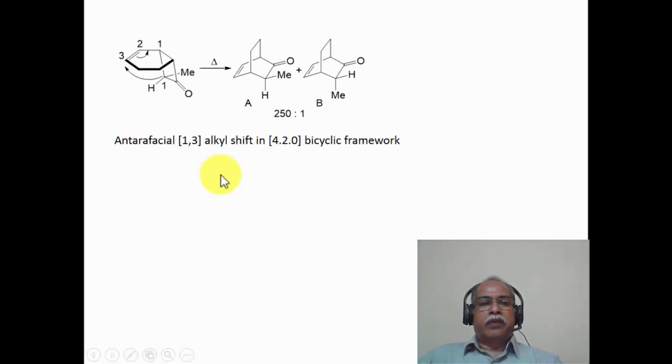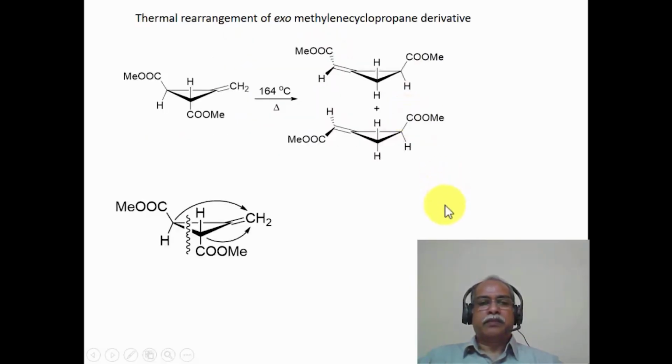Now here is an example of a 1,3 alkyl shift that is taking place in a 6-membered ring fused to the, in other words, it is a 4-to-0 fused bicyclic system undergoing a 1,3 alkyl shift. You can follow the 1,3 alkyl shift by the number. This is the bond that is being broken. So it is migrating to this position, leading to a 2-to-2 bicyclic system. In fact, this reaction is a much more facile, faster reaction compared to the 2-to-1 bicyclic system. And this is the Woodward-Hoffmann rule allowed product, which is formed in 250:1 ratio. This is a forbidden product formed in extremely small amounts in this particular case.